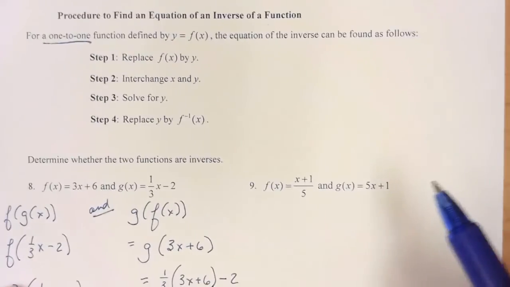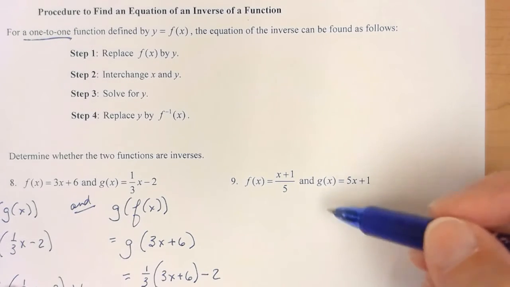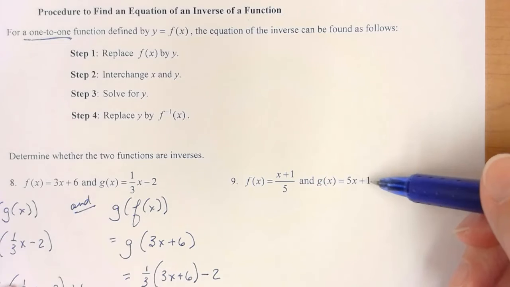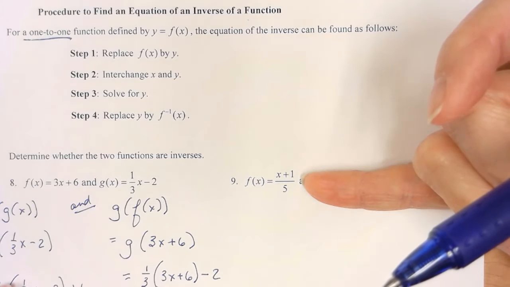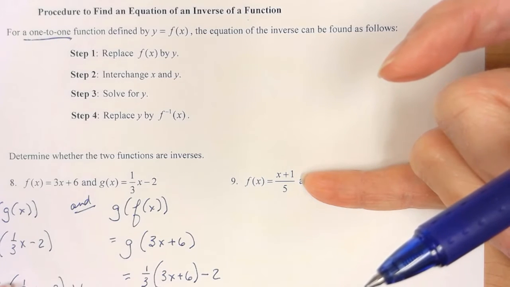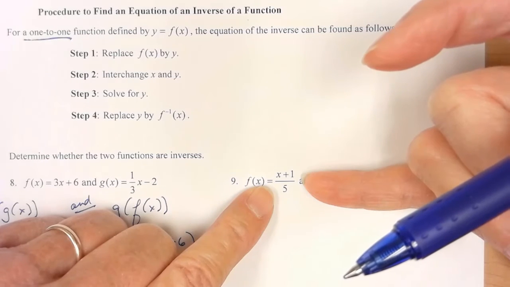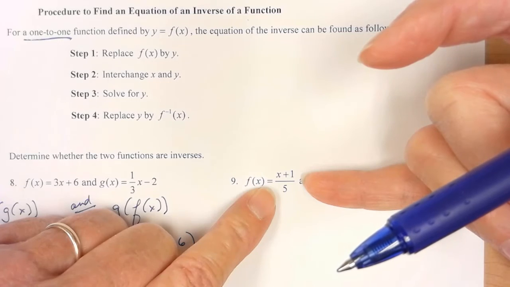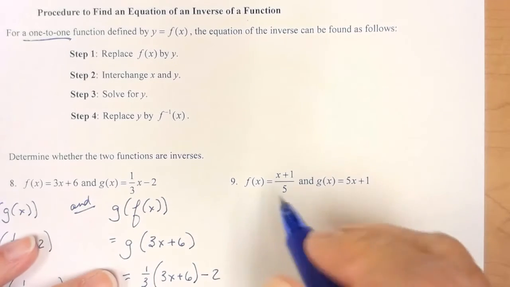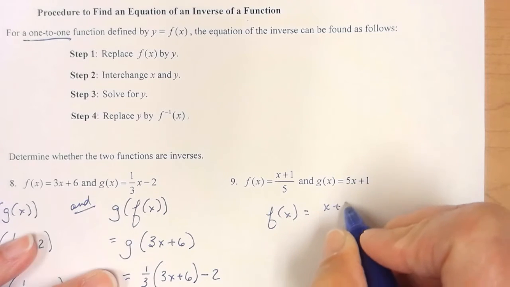So in number 9, I'm going to do another way for this one. In number 9, I've got f of x, and I need to see if this is the inverse. But I'm not going to look at this because I'm going to go find the inverse. Now if you graph this, that will be a linear equation, and linear equations, for the most part, are one-to-one. So let me get that equation. I'm going to ignore the other one.